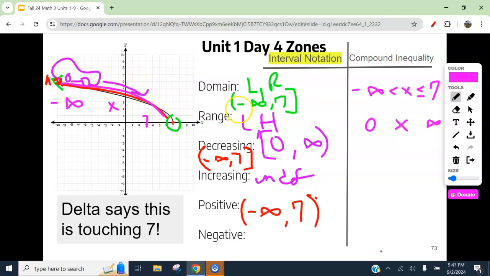It's going up forever. We're not talking left and right. We're talking about lowest to highest. At 0, we do potentially touch 0. x could be anywhere on this line, including 0. But we can't touch infinity, so it's just less than infinity.